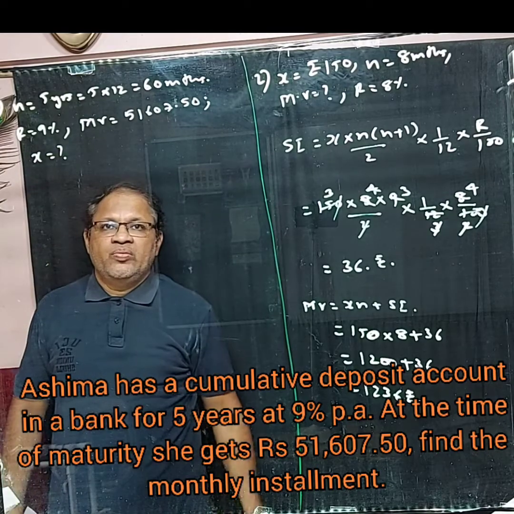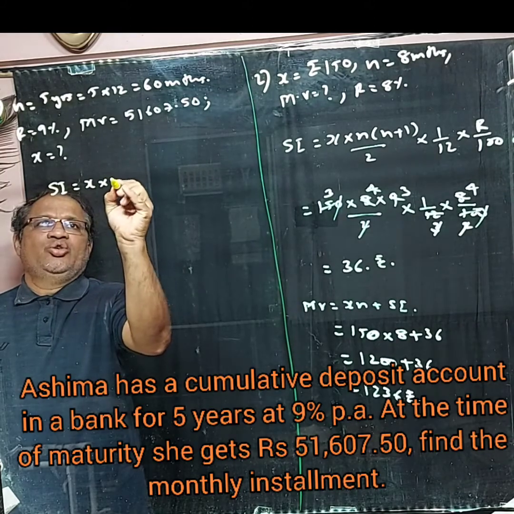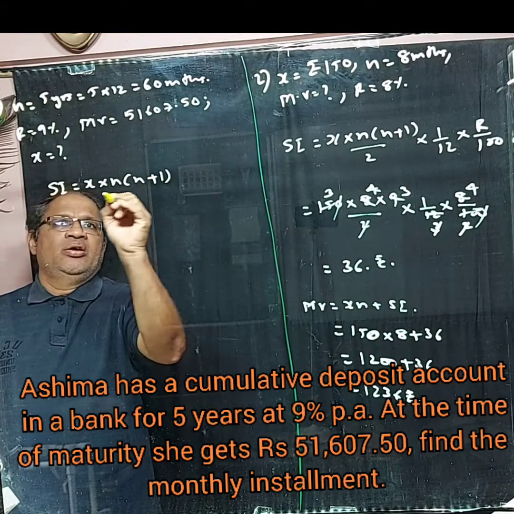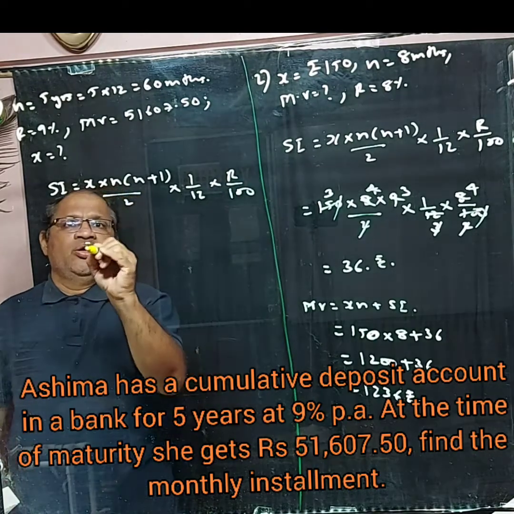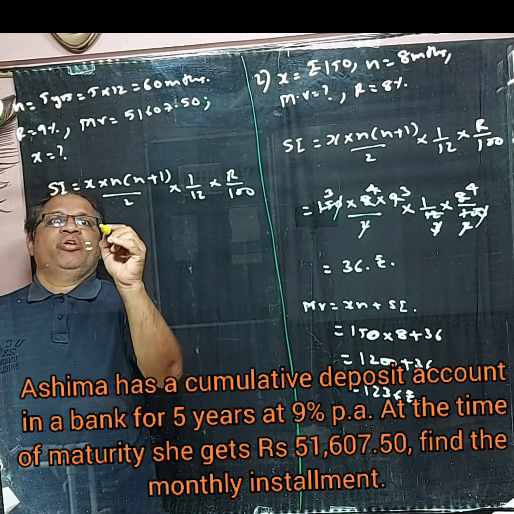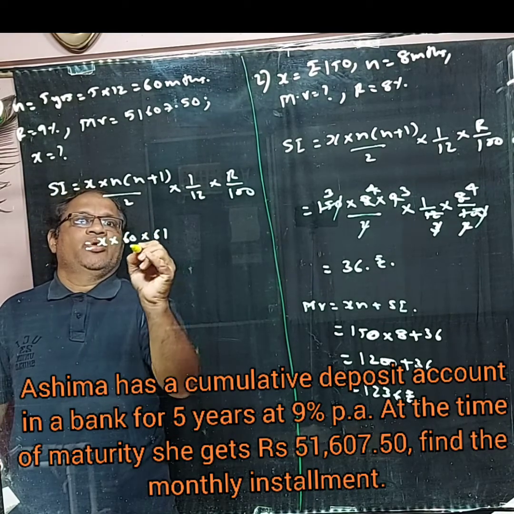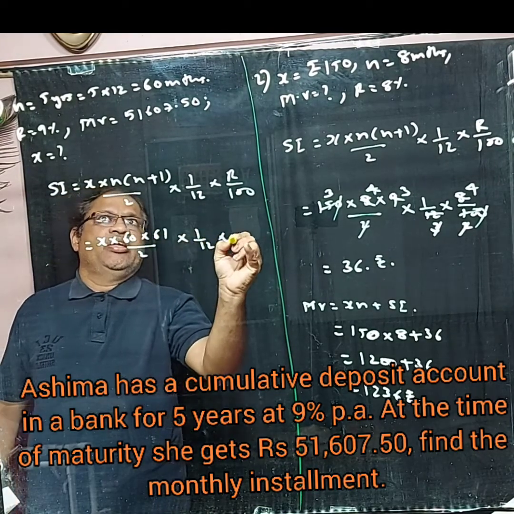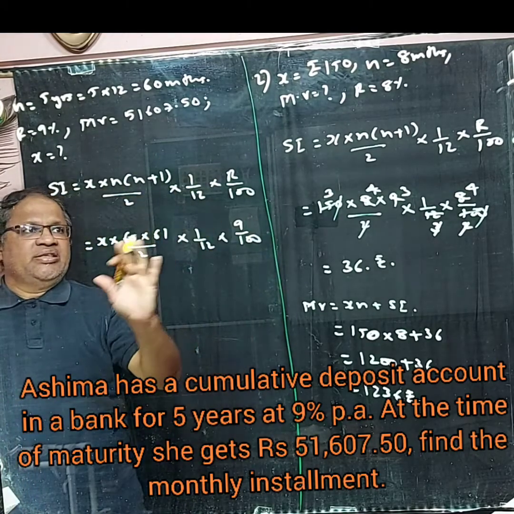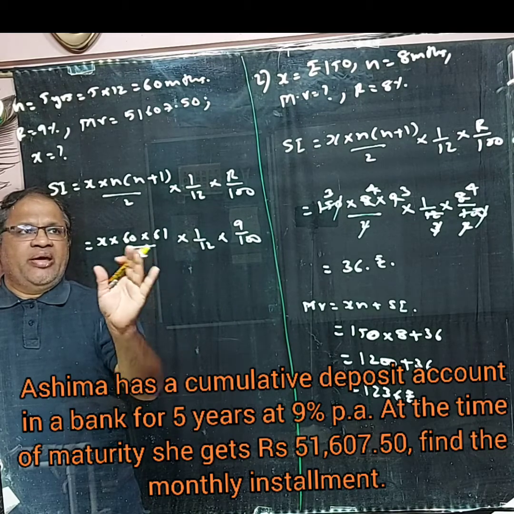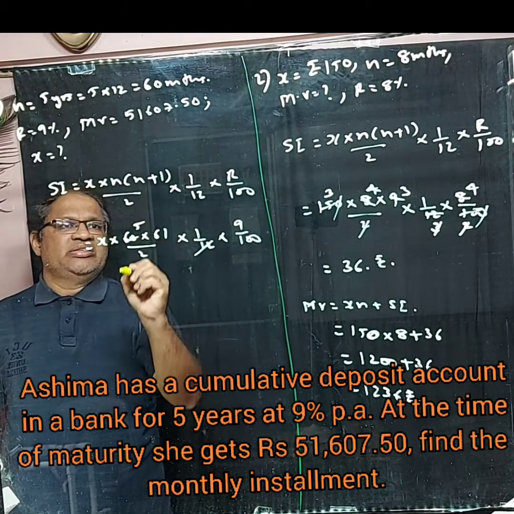So first we use the formula. SI is equal to X into N, N plus 1 upon 2 into 1 by 12 into R by 100. Now what is X? We have to find that out. N is 60 into 61 upon 2 into 1 by 12 into the rate, 9 upon 100. See, when I write the formula like this, it's very easy to calculate. I mean to say cancel and all. So 12 5s are 60.